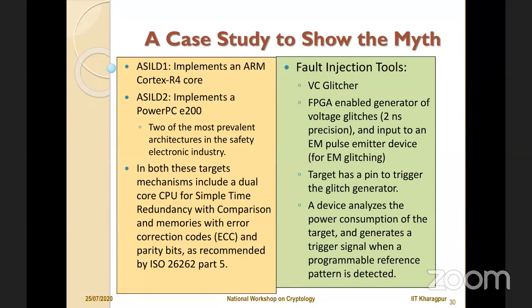In both these targets, the mechanisms implemented are essentially a dual core CPU. Of course, you can use dual core for performance, but here the dual core is rather used for a simple time redundancy check. That means you do the computation twice and you compare your result, and you compare in memories as well. There is also an error correction implemented, using, say, usual parity bits, and you do a comparison to check whether there is any fault when you're doing the computation.